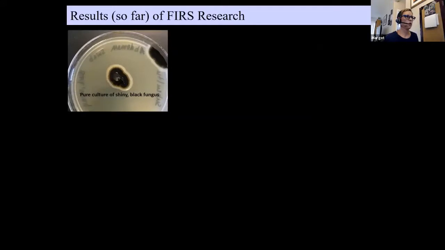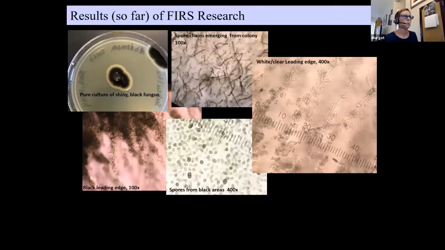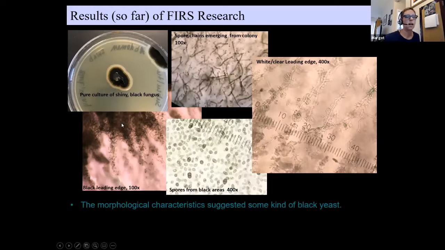So what we've found so far, that little black shiny guy looks like this in pure culture. Kind of has this black center, white edges, smells very yeasty. This is what it looks like under the microscope. Lots of black spores, and towards the tip where the white is, these little guys right here look more like what you would think of when you smell yeast and look under the microscope: you expect to see a lot of small white clearish spores, not black spores. But it turns out that there are in fact black yeasts. And the morphological characteristics that we saw under the microscope did suggest some type of black yeast.